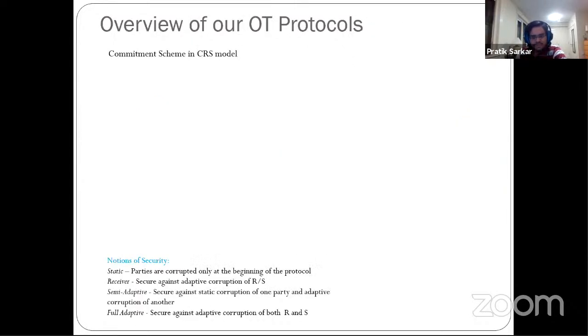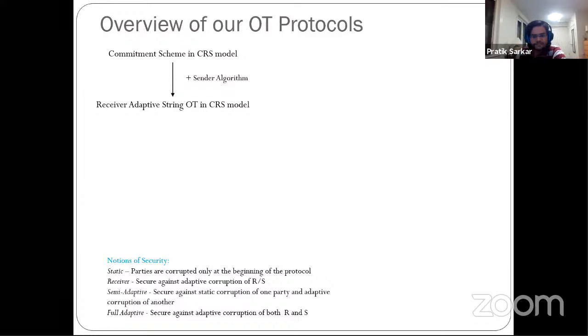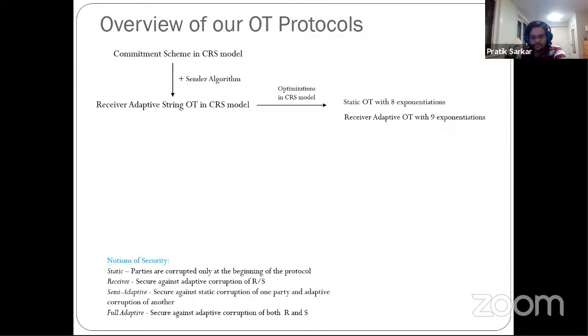Now I will just briefly discuss the OT protocols. We use the commitment scheme to build our OT protocols. We build a receiver adaptive OT, where the receiver's OT message is a commitment to his bit. We add a sender algorithm where the sender encrypts his input messages in a way such that the receiver can decrypt the message corresponding to the committed bit. Receiver adaptive security follows from the adaptive security of the commitment scheme.